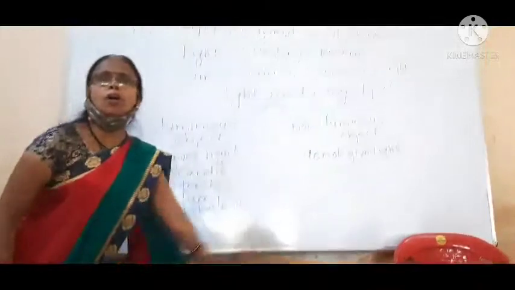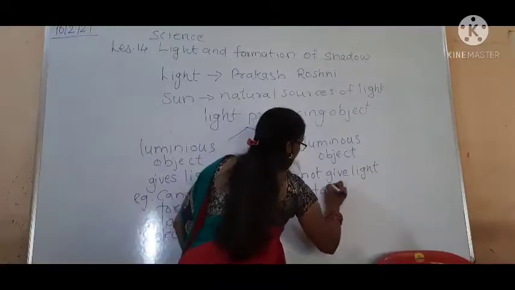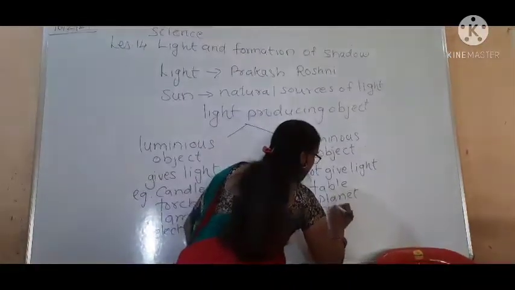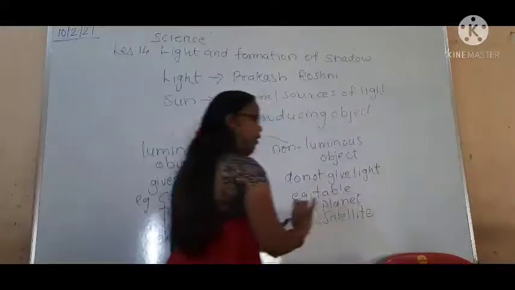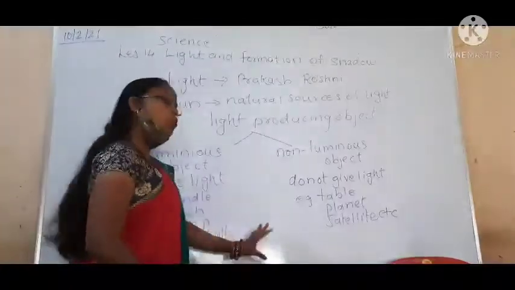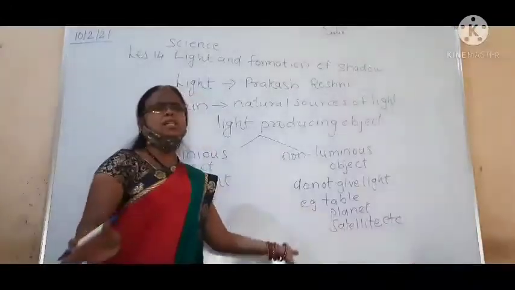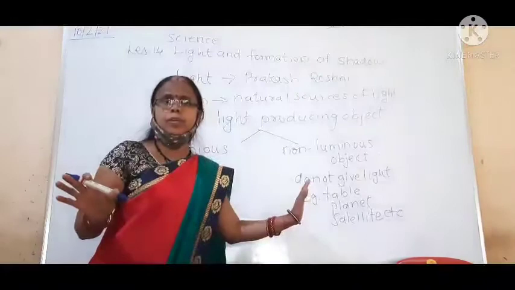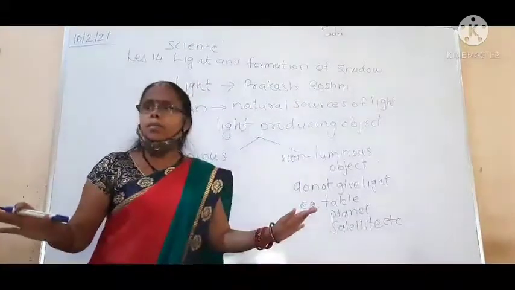Okay. Let's see non-luminous objects. Examples: table, pen, planet, Pluto, satellite, etc. Table, planet, satellite and many such other objects are not producing light. That is why they are non-luminous objects. Clear?